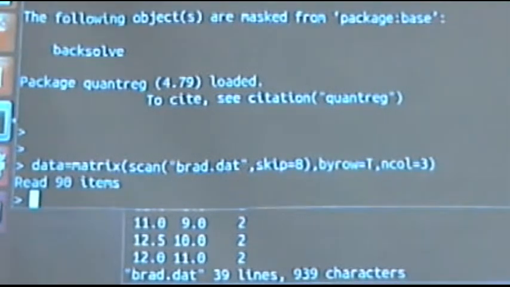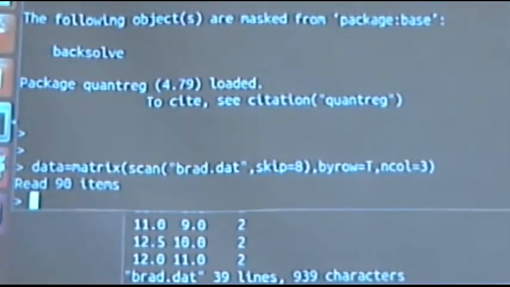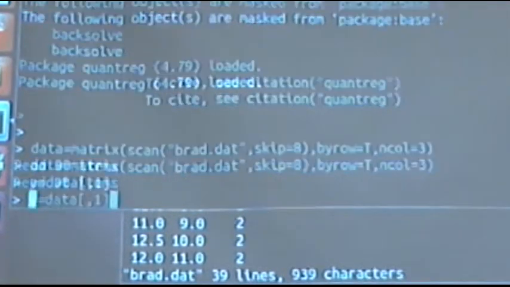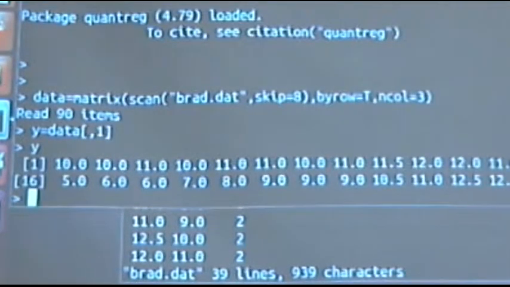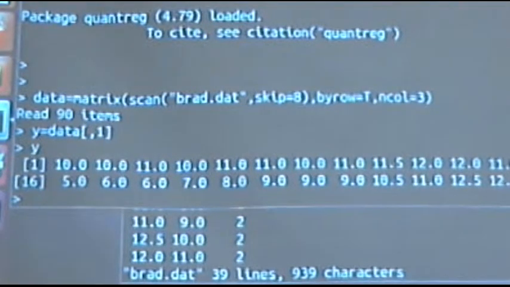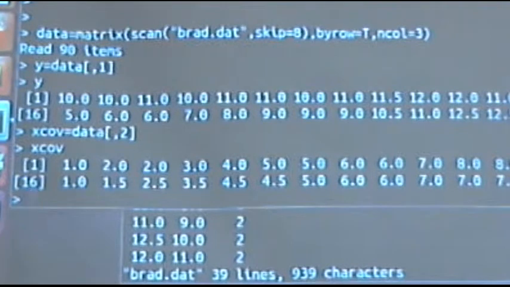So I got it in my Y. Let's pick off Y. That's the first column. So there's my response, right? There should be 30 values there. And then this call X code, I think that's the second column. So there's my covariate. And then let's call in the third column.